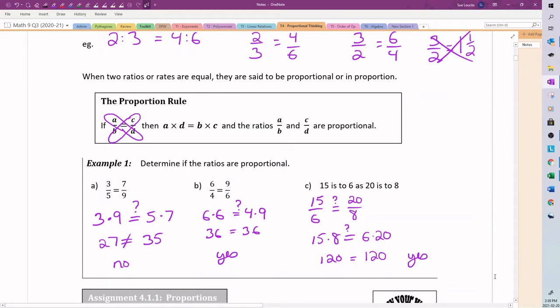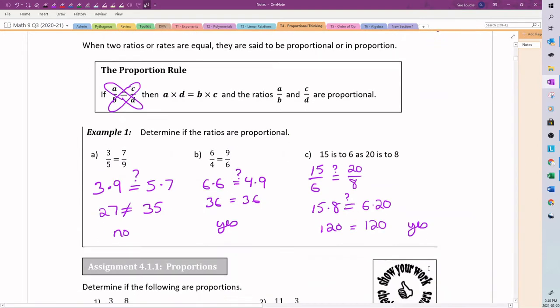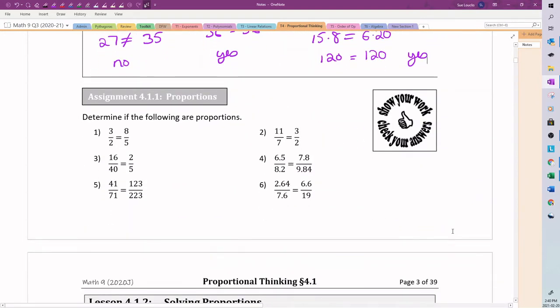All right. There's a quick 6 questions where you're going to check to see if these are proportional. So go ahead and do that and then come back to the video.